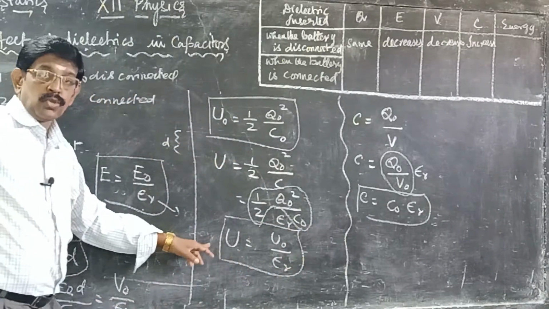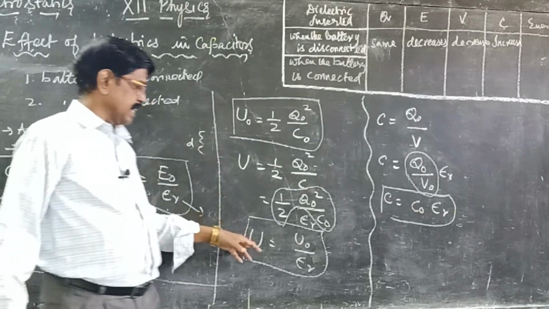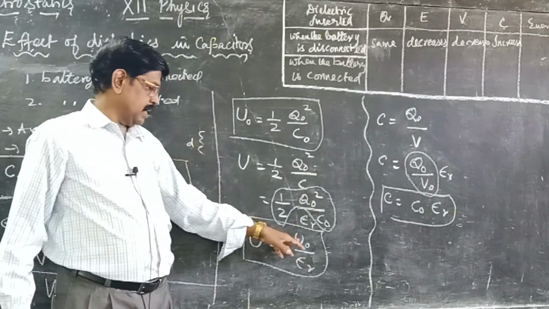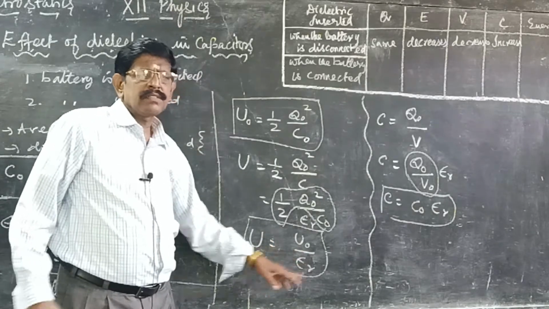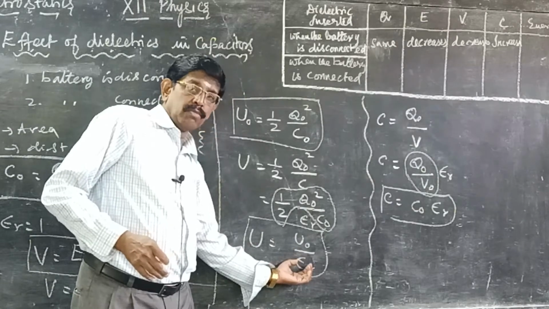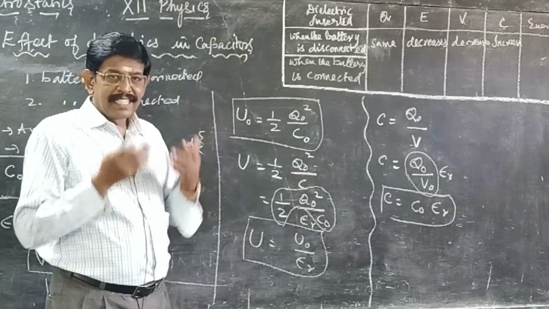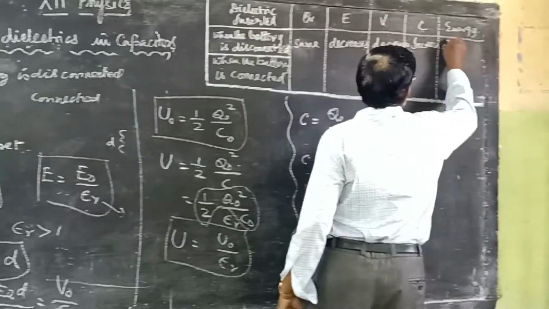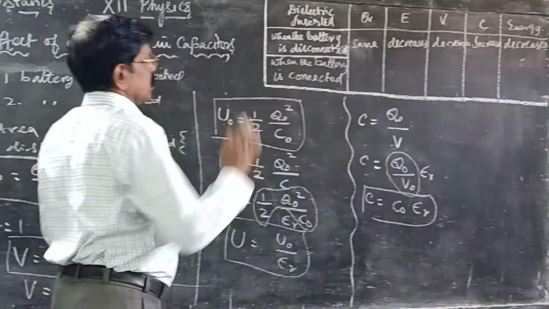What is U? U is the energy after the insertion of dielectric. What is U naught? The energy before insertion of dielectric. So that energy is divided by epsilon r. The epsilon r value is always greater than 1. Since this value is greater than 1, automatically we can say the energy decreases. So these are the conclusions.